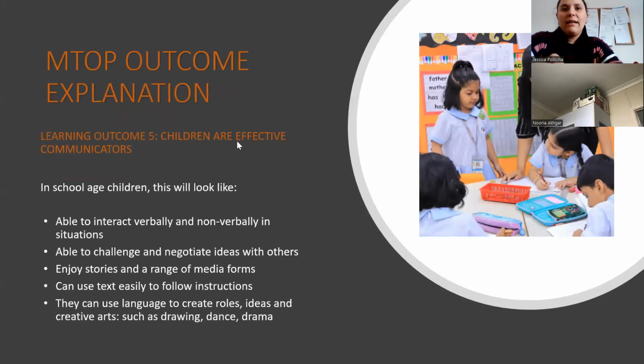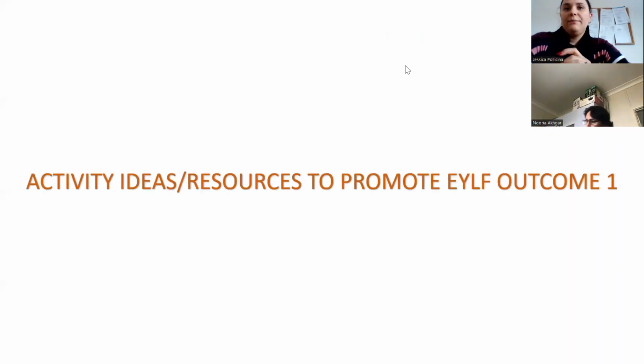And then the last one is learning outcome 5, children are effective communicators. So in school age children, this will look like being able to interact verbally and non-verbally with others in situations, being able to challenge themselves and others and negotiate ideas, enjoy stories in a whole range of different media, and using their language to create different roles and ideas and creative arts, so like drawing, drama, or dance.